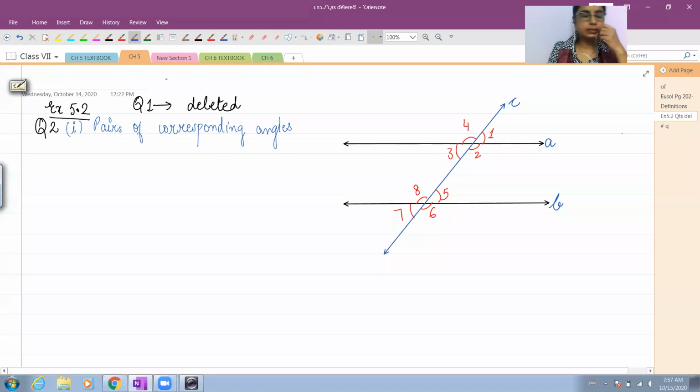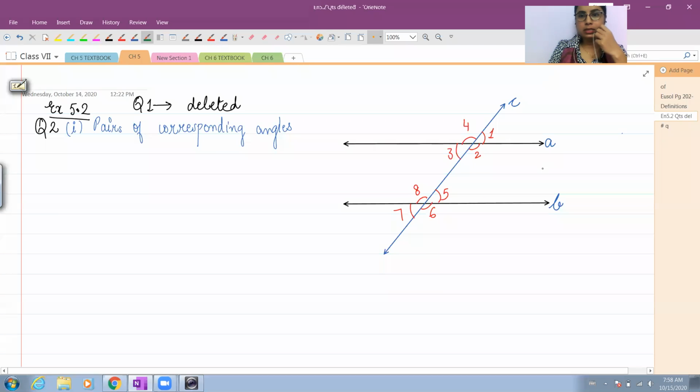The question is that you are given this picture, and you have to identify corresponding angles, alternate interior angles, angles on the same side of the transversal, and vertically opposite angles. So the first part is to identify corresponding angles. As you can see, they have numbered the angles 1, 2, 3, 4 up to 8.